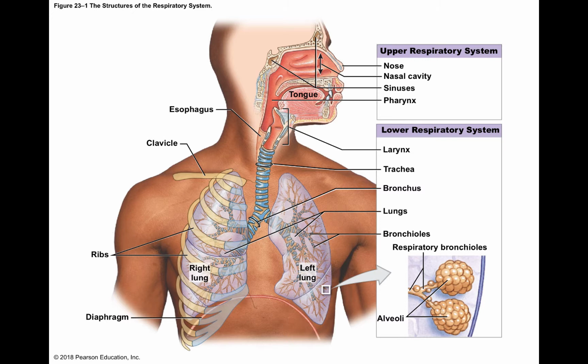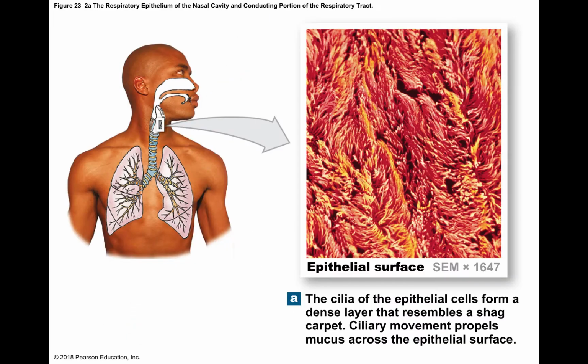The lower respiratory system will go all the way down through the primary bronchi, secondary bronchi, tertiary bronchi, into the bronchioles, and all the way down to the little air sacs called alveoli. So as we go through, we're going to talk about all of that. But the lower respiratory system is from the larynx on down.